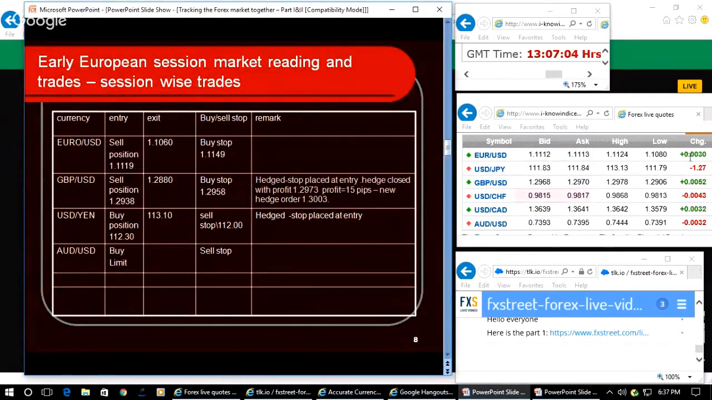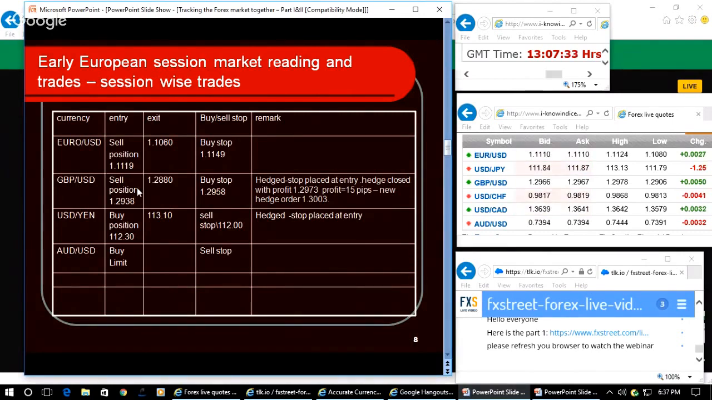So I kept the sell order at 1.1119. At that time the high was 1.1122 during part 1 of the webinar, and that got filled during the late European session. Then I kept the hedge order at 1.1149, which is not filled, and a take profit order at 1.1060. At the moment the position is filled and it is making about 7-8 pips profit.